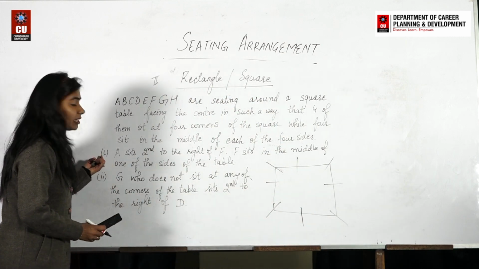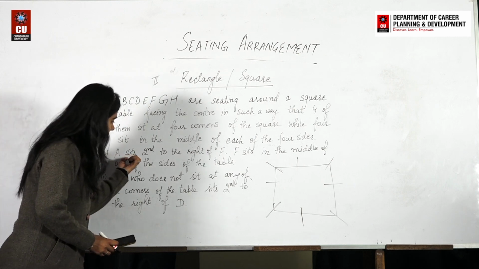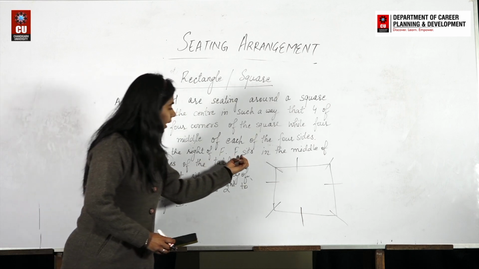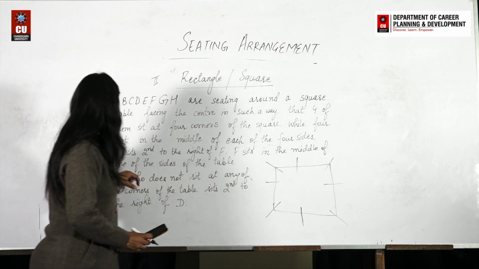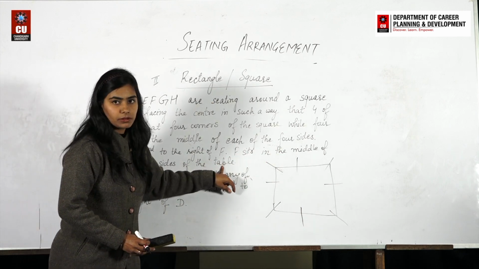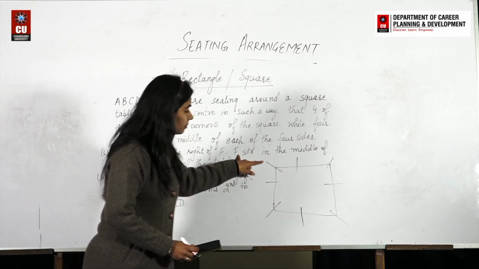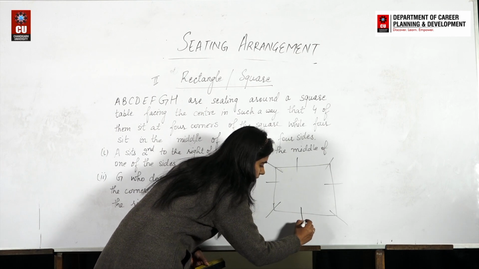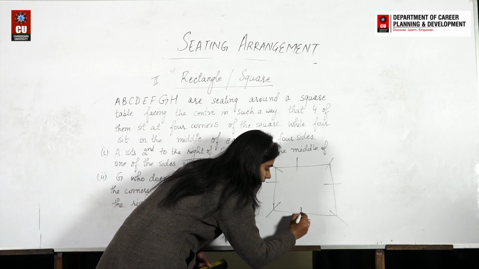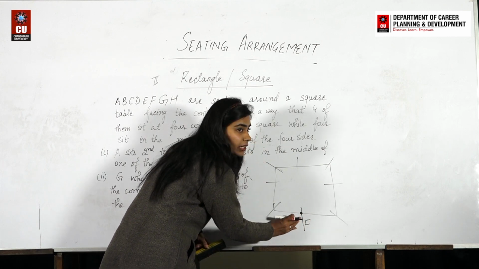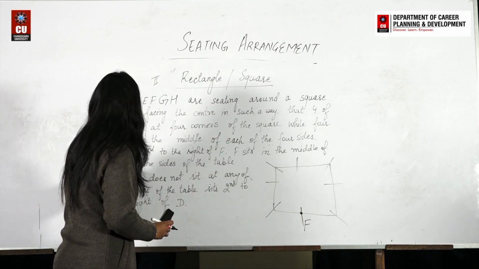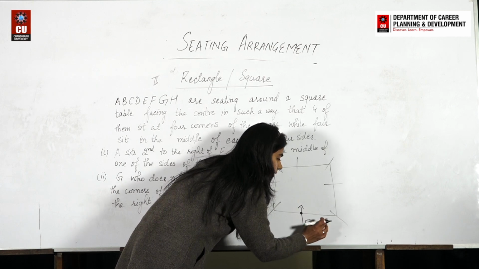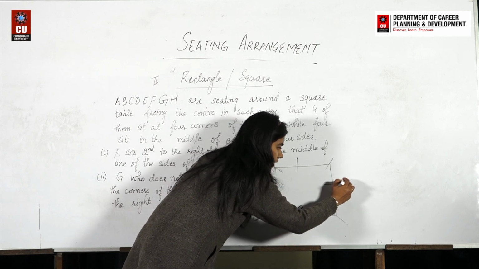Now the first statement says A sits second to the right of F. F sits in the middle of one of the sides of the table. Now F comes in the middle because the statement says our starting point is always here. A sits second to the right of F.